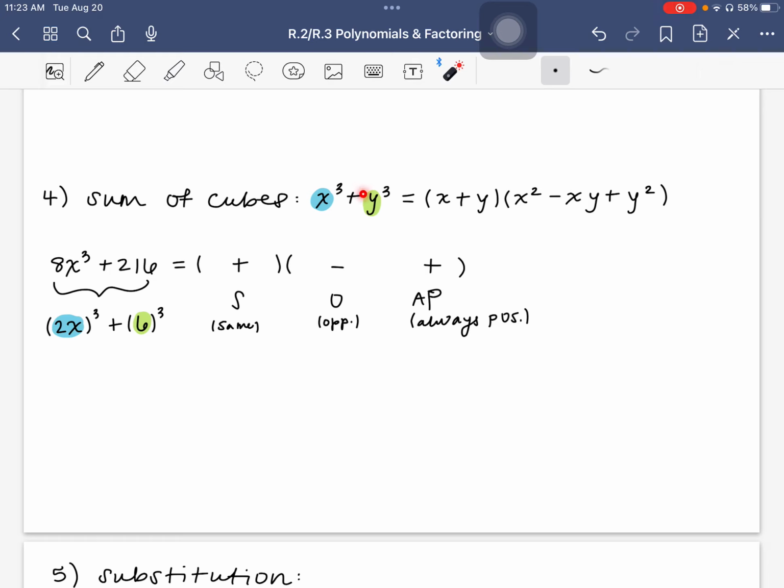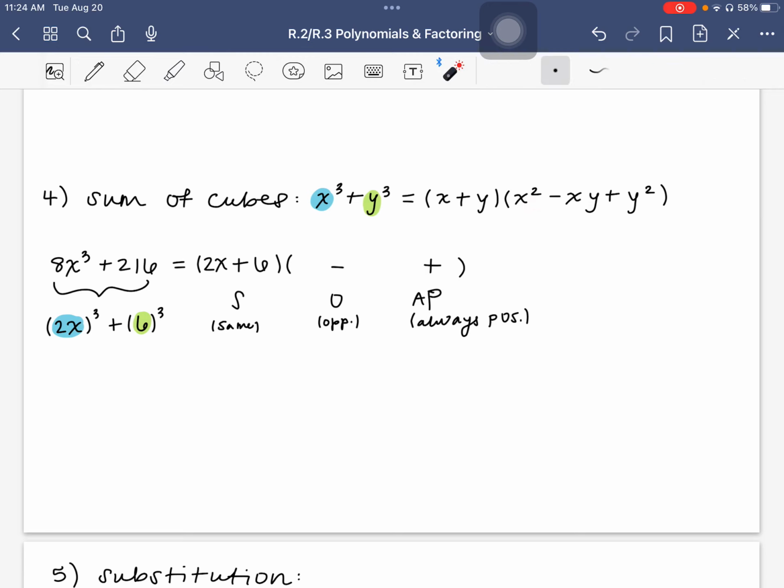So if we were to have a difference of cubes here, then we would have the same sign, so this would be minus. We would have the opposite, so this would be plus, and this stays. This is always positive. Okay, so now that we've established that, let's go back to looking at the terms for our binomial. So again, our x term here is going to be 2x, and then our y term is going to be 6. So our binomial is 2x plus 6.